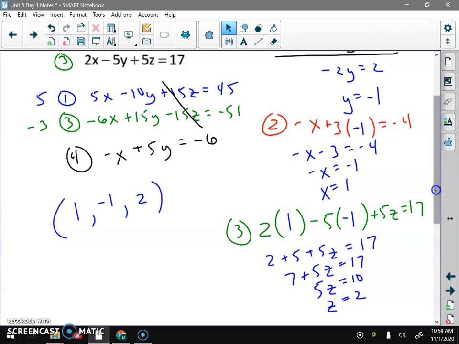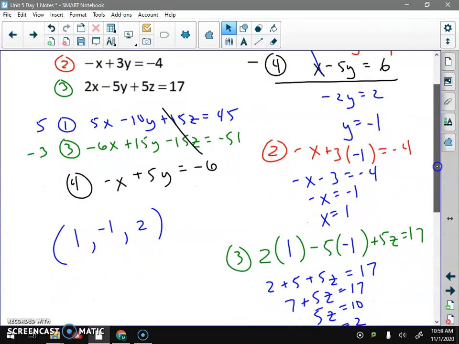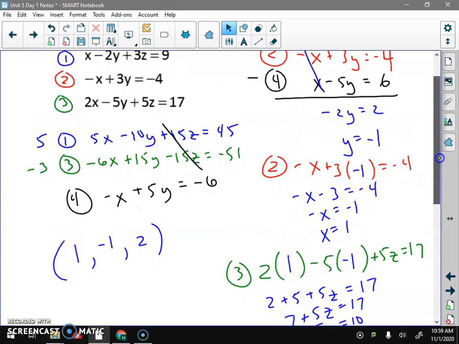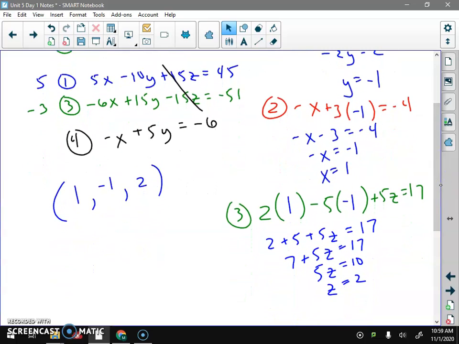And again, it's the only ordered triple that would work in all 3 original equations, the intersection of those 3 planes at that unique ordered triple. Starting in 3-space at the origin, the middle of the room, x equals 1 is 1 to the right, y is negative 1, down 1, and positive 2 is 2 forward. All right, great job, folks.